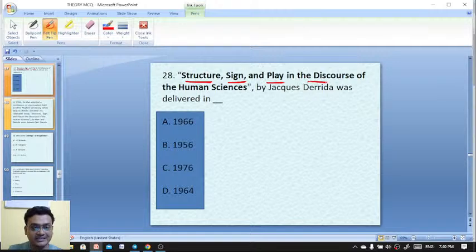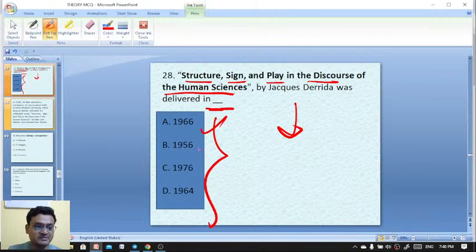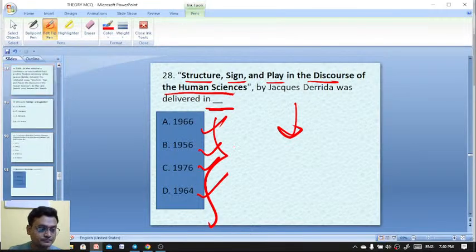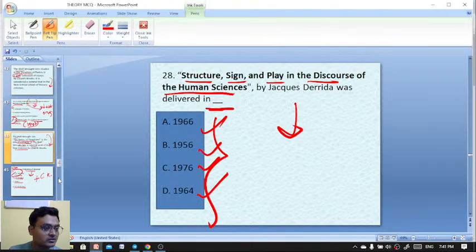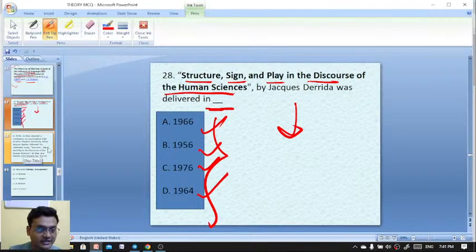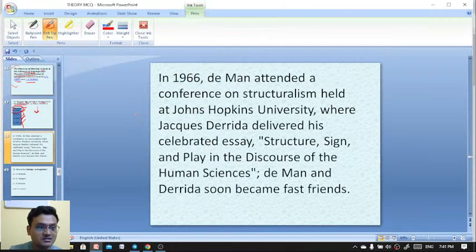Structure, Sign and Play in the Discourse of the Human Sciences by Jacques Derrida was delivered in which year? 1966, 1956, 1976, 1964. I have a lot of questions here. Let's quickly finish this, then we'll start another session, the UGC NET JRF Booster session. It's 1966, exactly. You do remember, 1966 is the right answer. Well done.